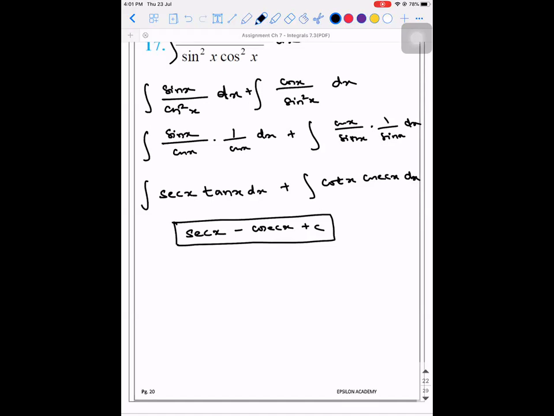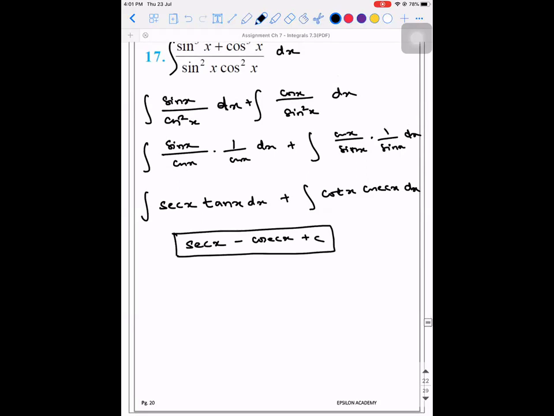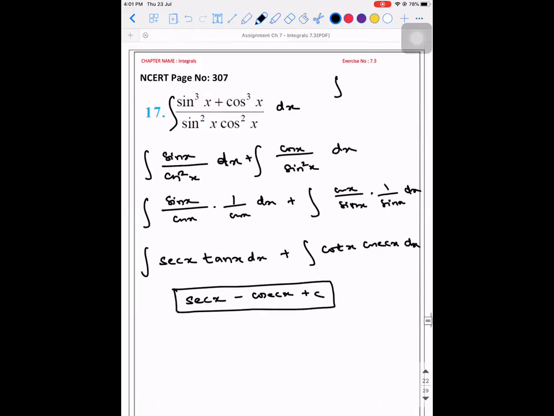Sir, if there is only one term in the denominator, is it better to divide? Like, it's not plus anything, just one term. If there is no plus anything, it is better to split and write it.